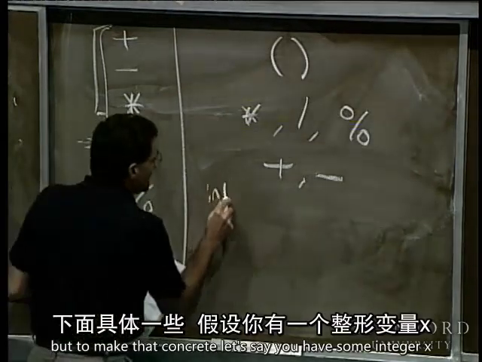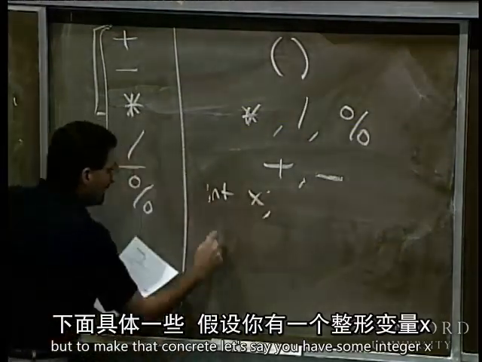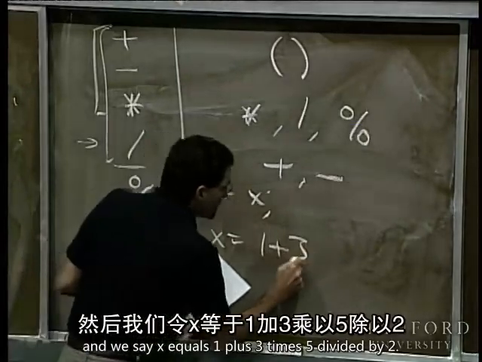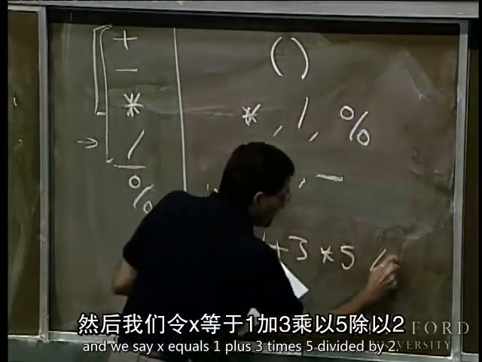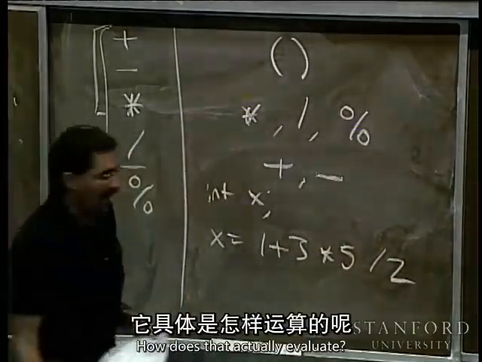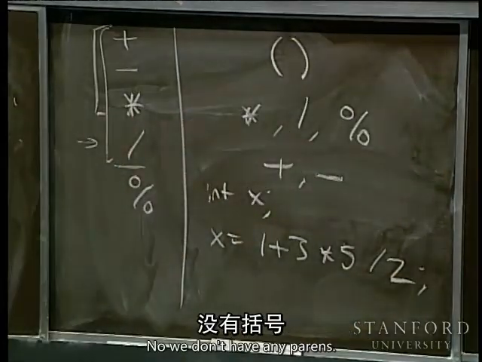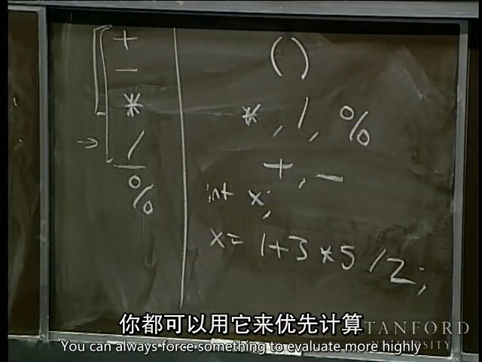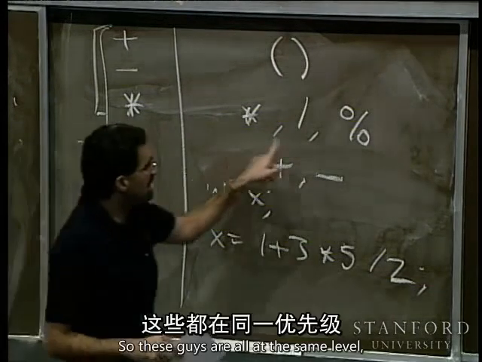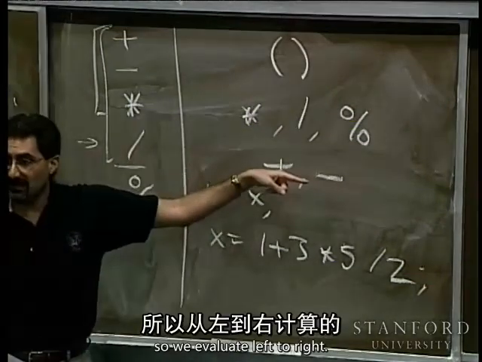But to make that concrete, let's say you have some integer x, and we say x equals 1 plus 3 times 5 divided by 2. How does that actually evaluate? Well, first of all, we say, do we have any parens? No, we don't have any parens. That would be the highest level of precedence. You can always force something to evaluate more highly by putting it in parens. So these guys are all at the same level, so we evaluate left to right.